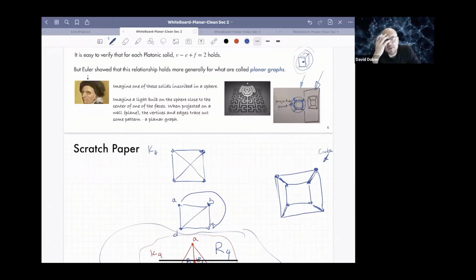Do I have a different number of edges? I have the same number of edges as I had before when I projected it. Do I have the same number of vertices when I project it? Right, I don't lose any vertex, and they're all projected on the plane. Do I have the same number of regions when I project it on the plane?